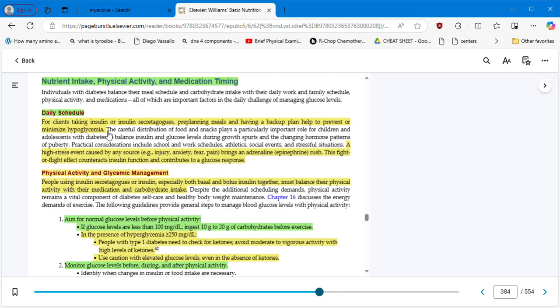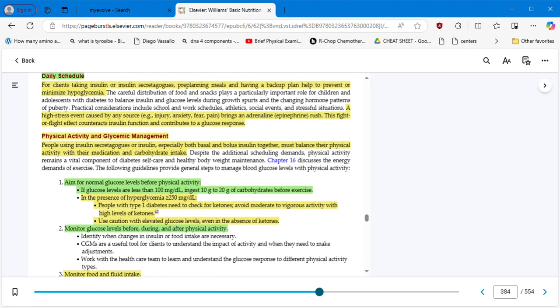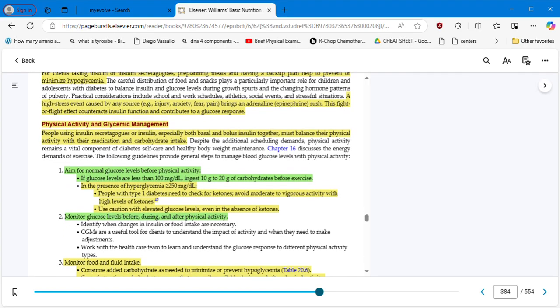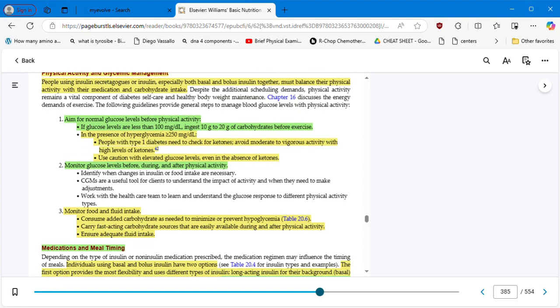Okay, just an example. A high stress event caused by any source, injury, anxiety, fear, pain, brings an adrenaline, epinephrine rush. So you see, as I mentioned before with the patient that I know that was having a family member in hospice, the fight or flight effect counteracts insulin function and contributes to a glucose response. So physical activity and glycemic management. Especially those on both basal and bolus insulin together must balance their physical activity with their medication and carbs intake.